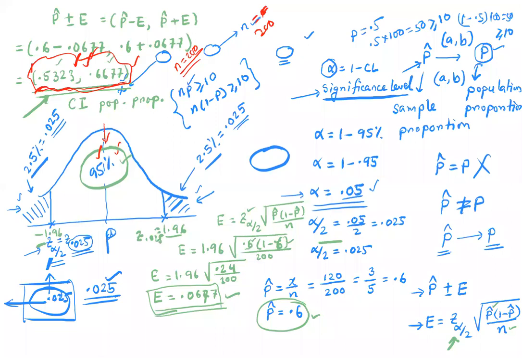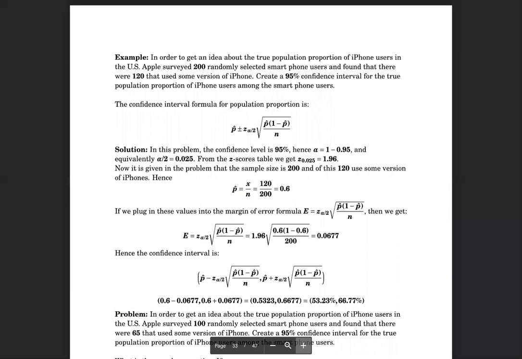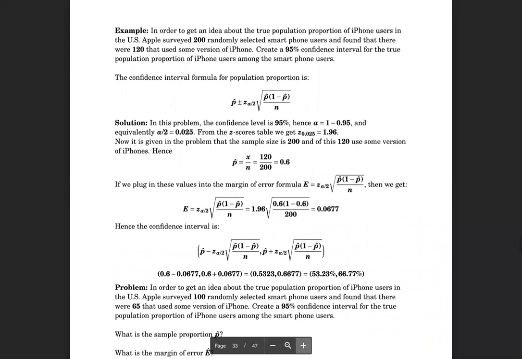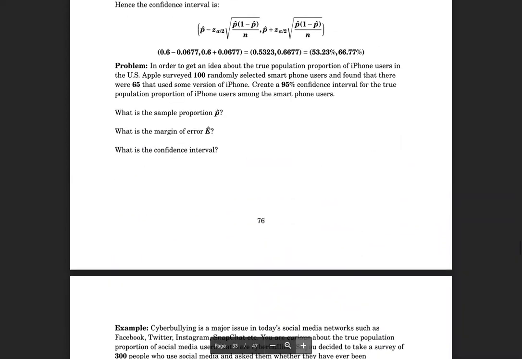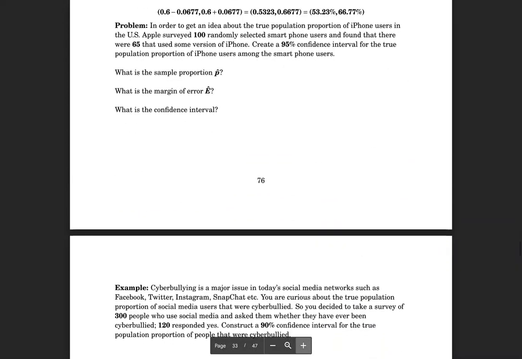All right. Let's move on to the next problem. And again, we are going to do the exact same problem, just the numbers changed, so that you get a feel for it.